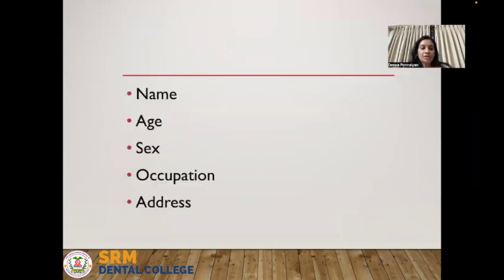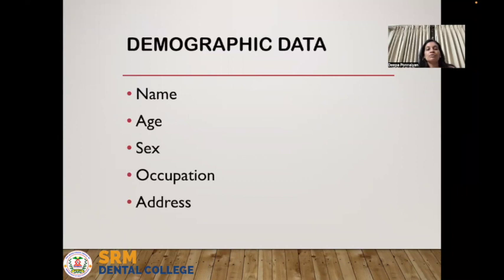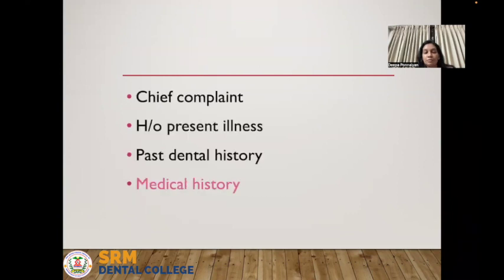So when you see the patient, what is the first thing you do? You take your case sheet, most of you are recording your short case sheets or your long case sheets. So how do you go about it? First thing you do is you record the patient's demographic data, which means you take patient details: name, age, sex, occupation, and address. So whether the patient is a male or female, what is the occupation?